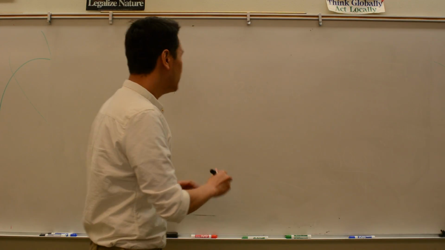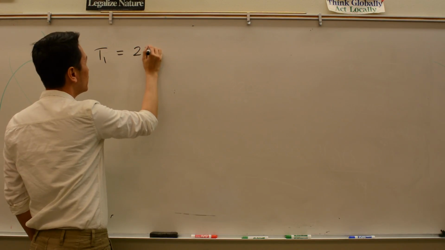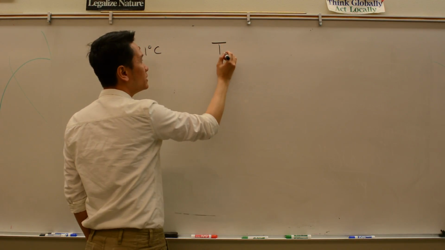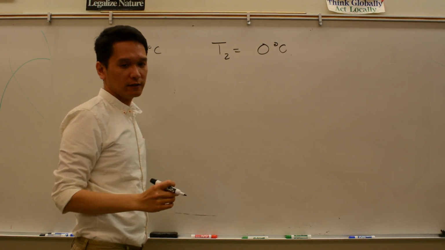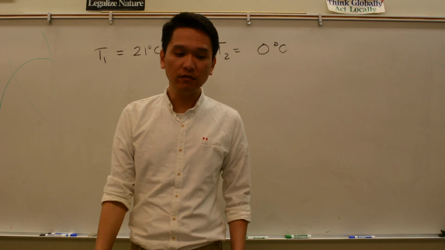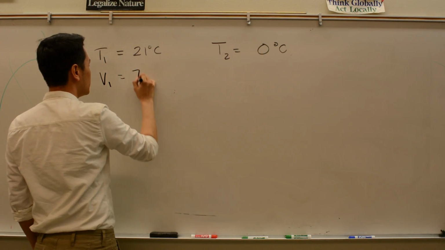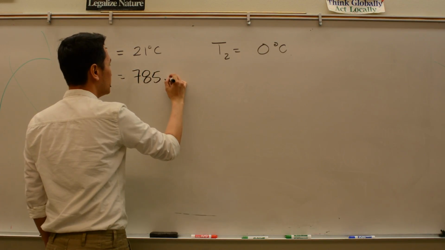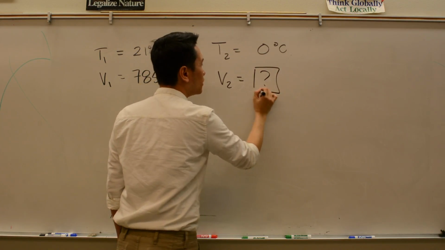We know that T1 initially is 21 degrees Celsius, and we know that T2 finally becomes 0 degrees Celsius. And we also know that V1 is 785 milliliters. And V2 is what we are looking for.